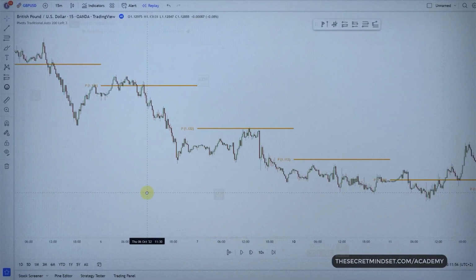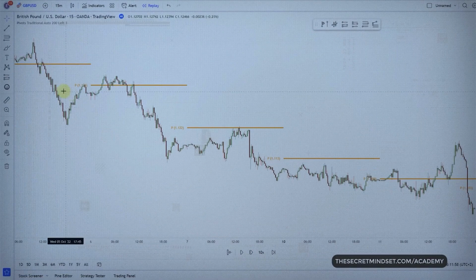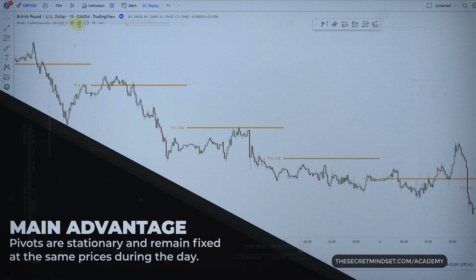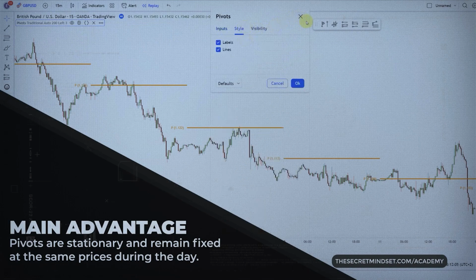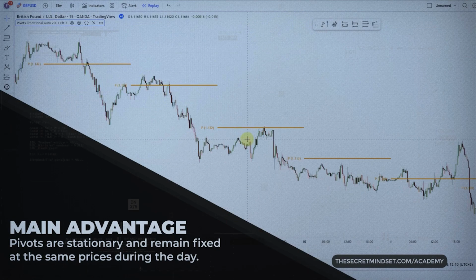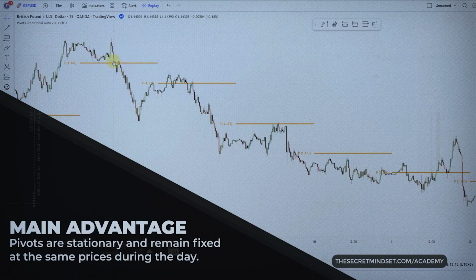In this chart, we added the central pivot points. These are different from other indicators like moving averages or other oscillators because they are stationary and remain fixed at the same prices during the day, which is something I like a lot.